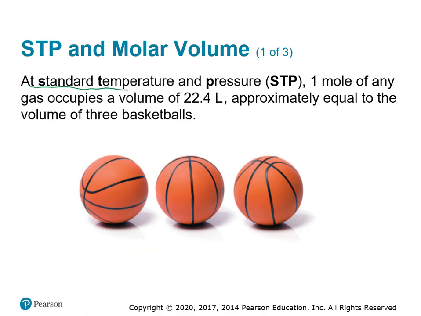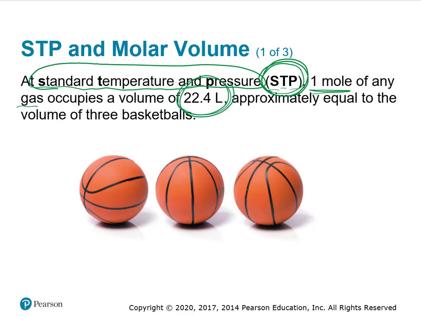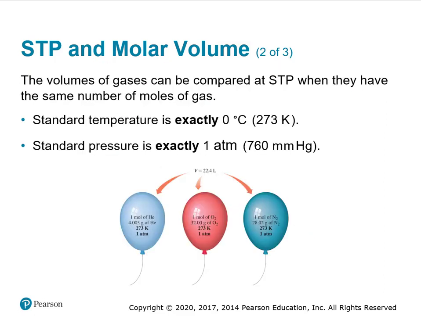Now at standard temperature and pressure, which we would abbreviate STP, 1 mole of any gas occupies a volume of 22.4 liters, which is approximately equal to the volume of 3 basketballs. The volumes of gases can be compared at standard temperature and pressure when they have the same number of moles of gas. Standard temperature is exactly 0 degrees Celsius or 273 Kelvin. Standard pressure is exactly 1 atmosphere or 760 millimeters of mercury.